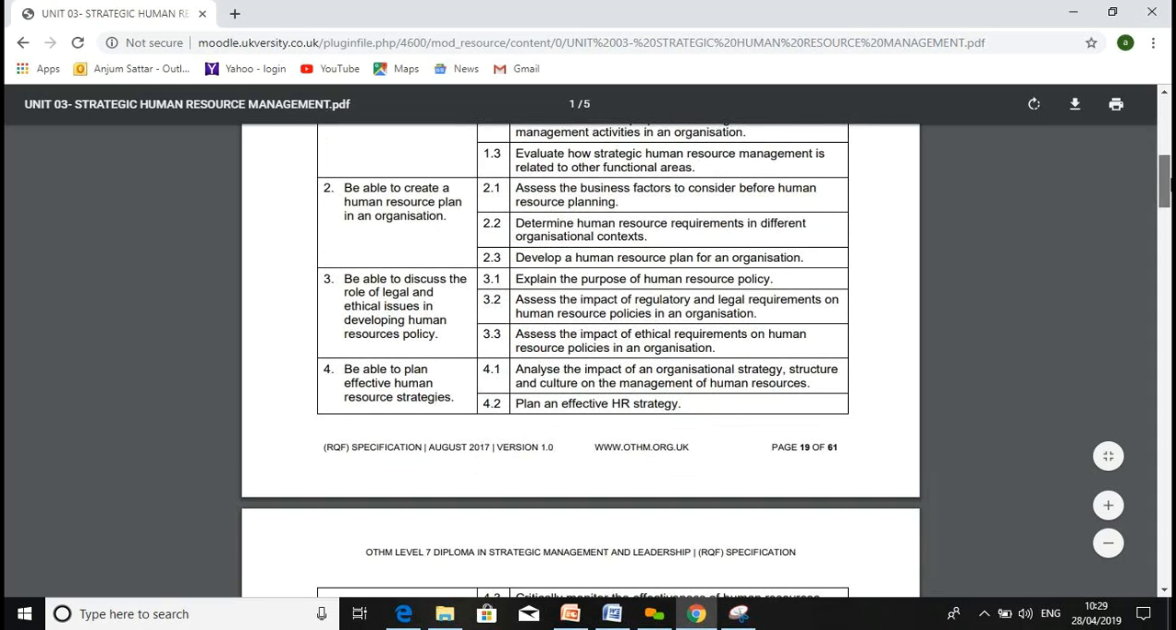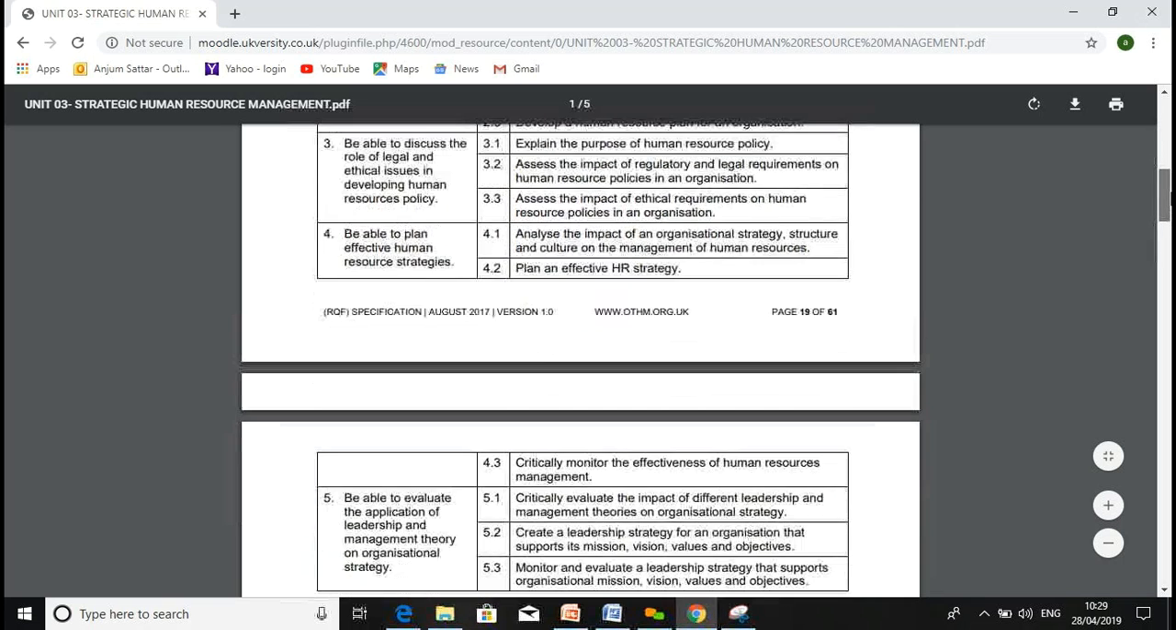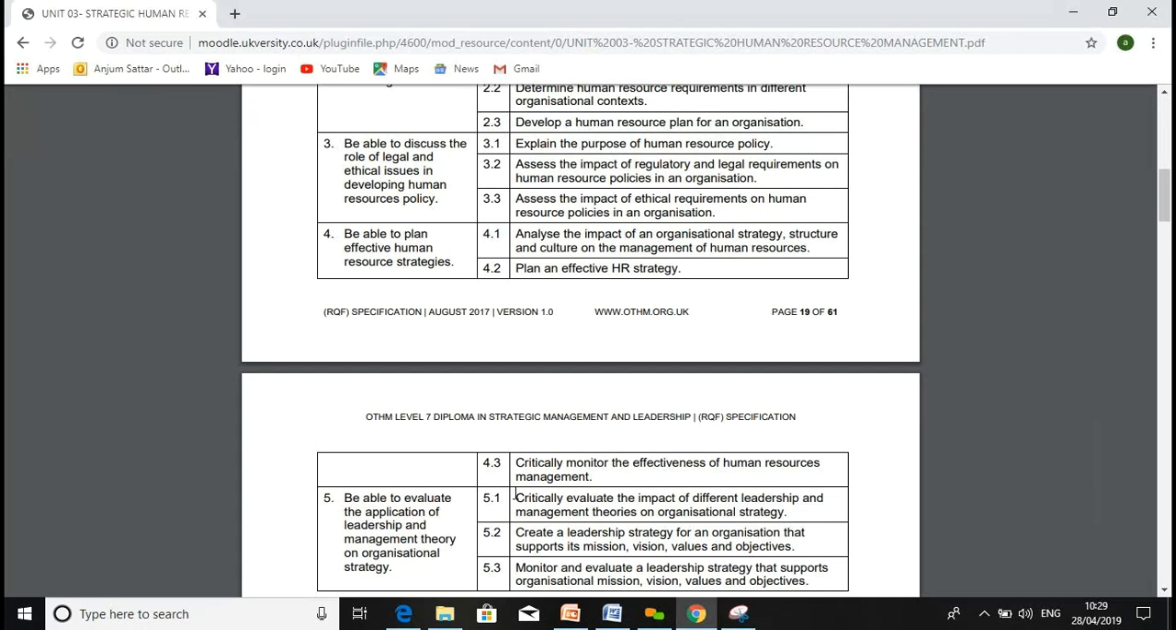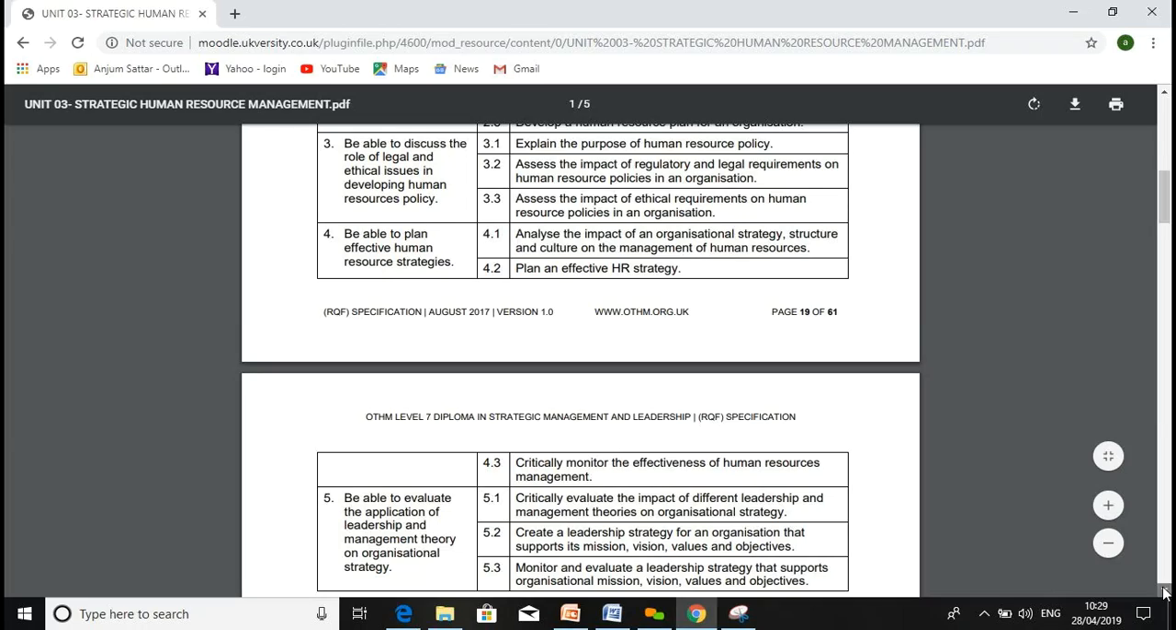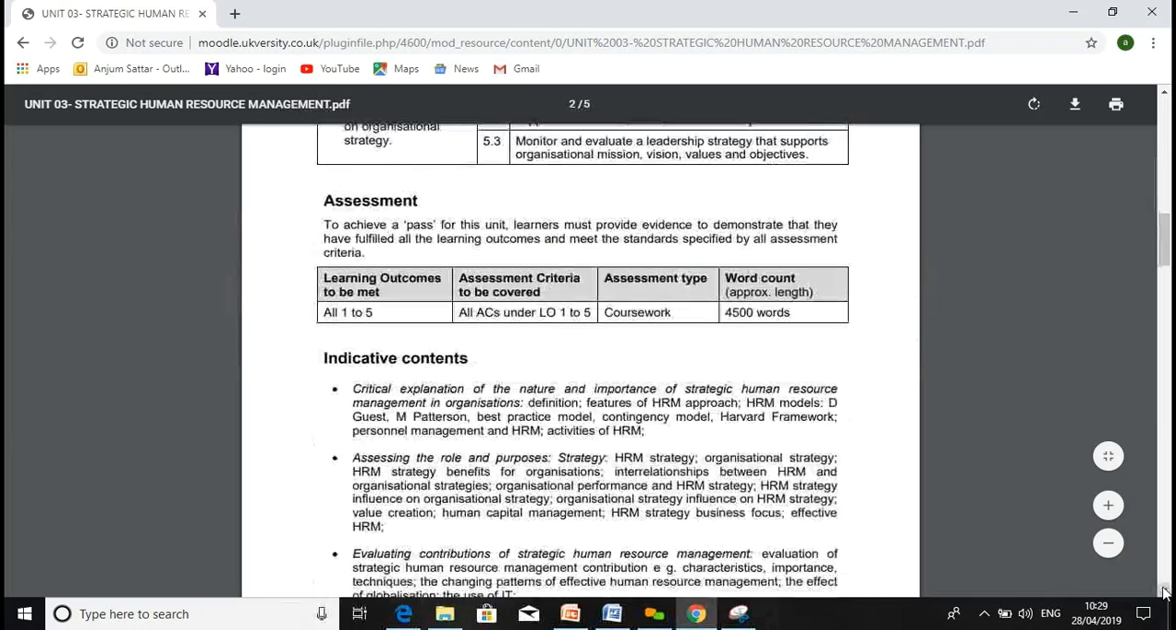In the next lesson we'll go through being able to discuss the role of legal and ethical issues in human resource policies. We'll go through some legislation and ethical issues, and being able to plan effective human resource strategies. In the last lesson we'll go through being able to evaluate the application of leadership and management theories in our organizational strategies.